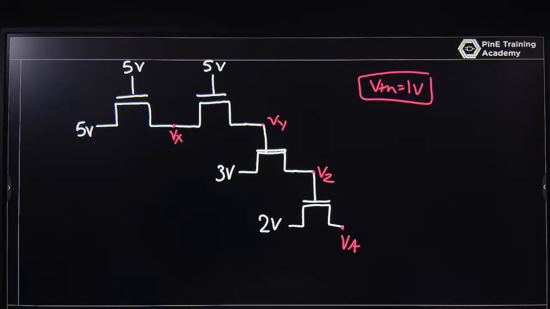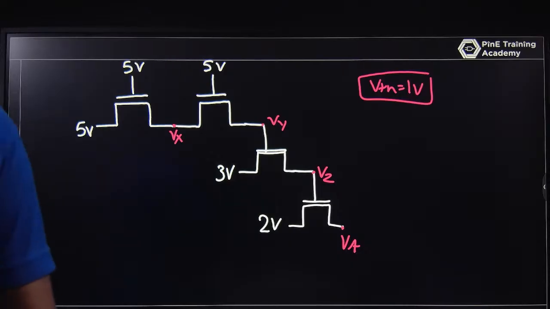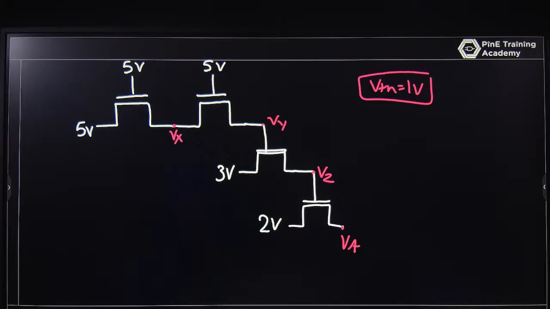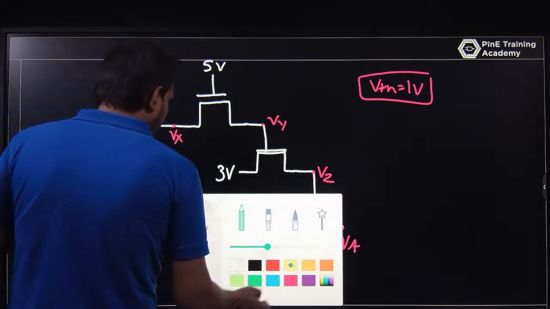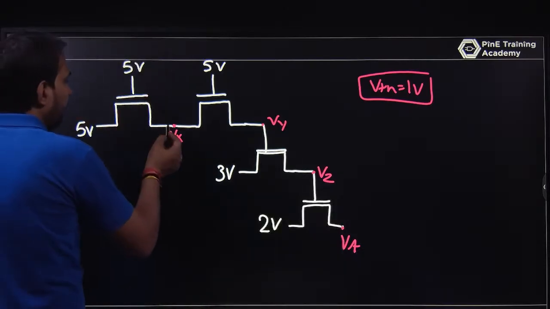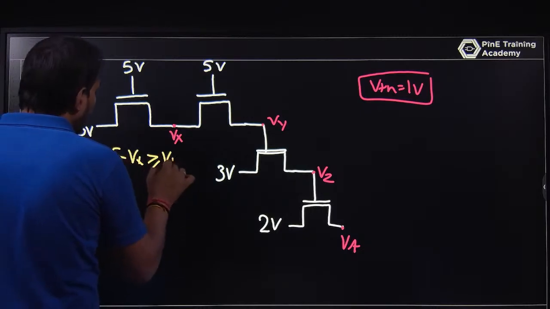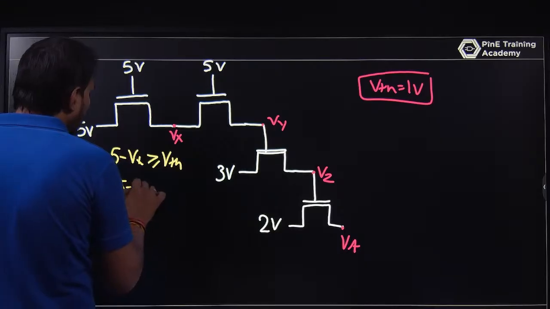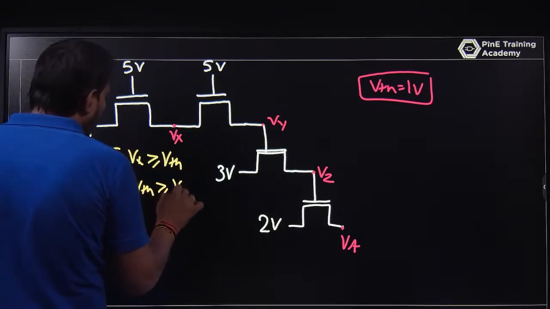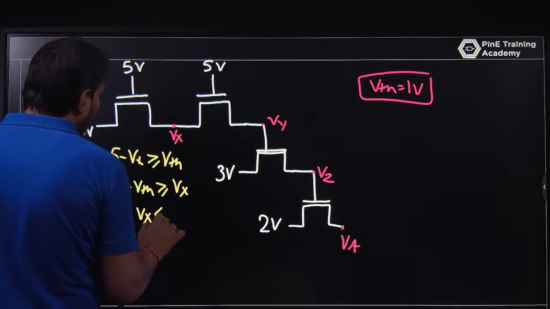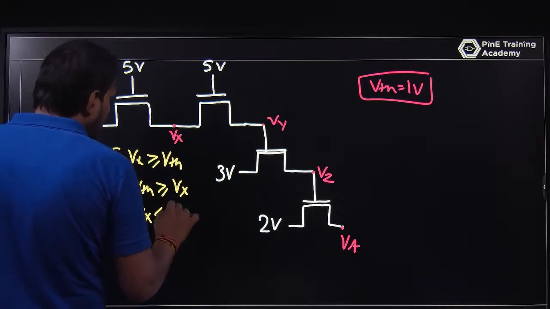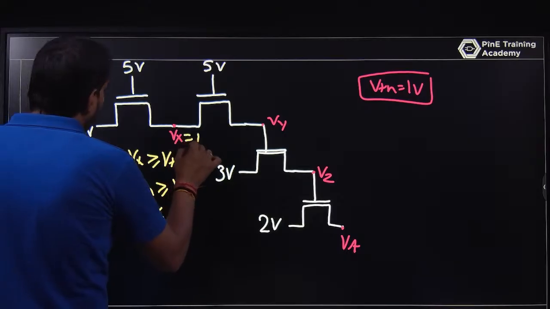Yes, please take your time and tell me what is Vx, what is Vy, what is Vz. This is 4, 3, 2, 1. Let's check it. Okay, so 5 minus Vx is greater than or equal to Vth. So 5 minus Vth is greater than or equal to Vx. So Vx is less than or equal to 5 minus 1, that is 4 volt. So Vx will be 4 volt.